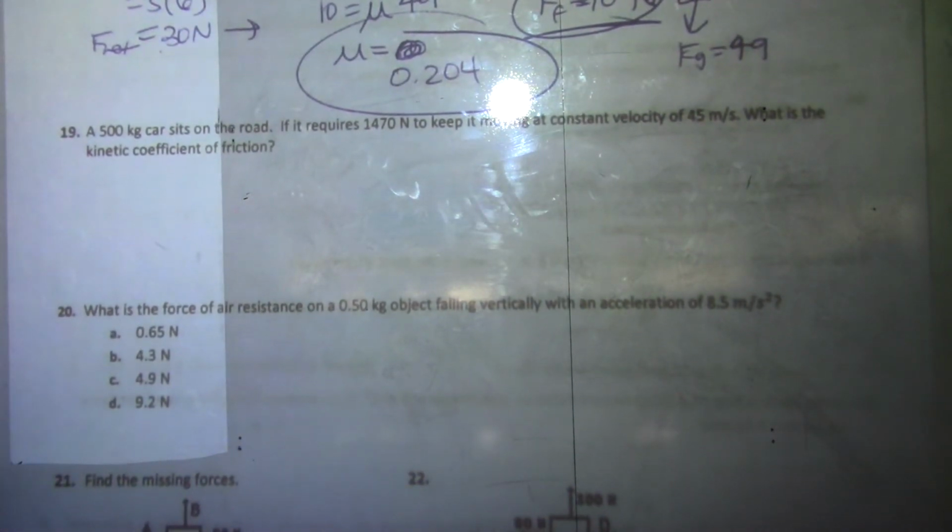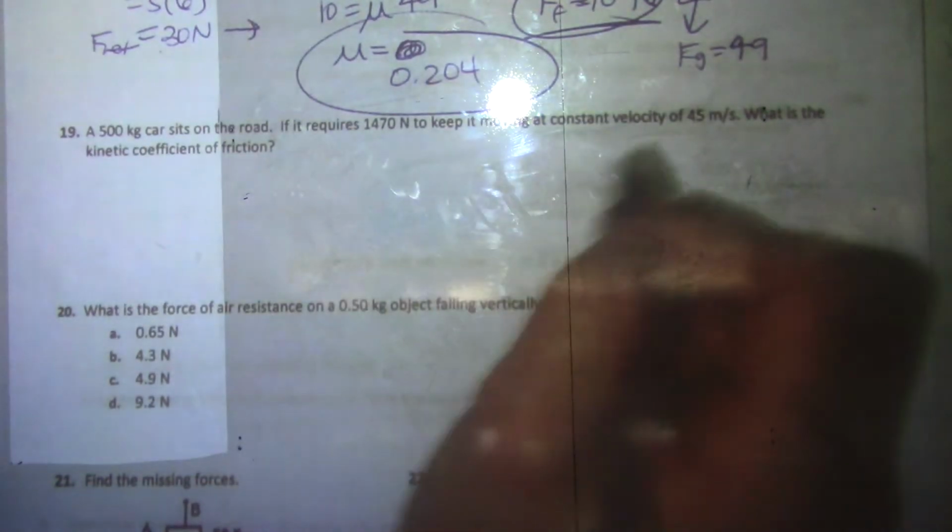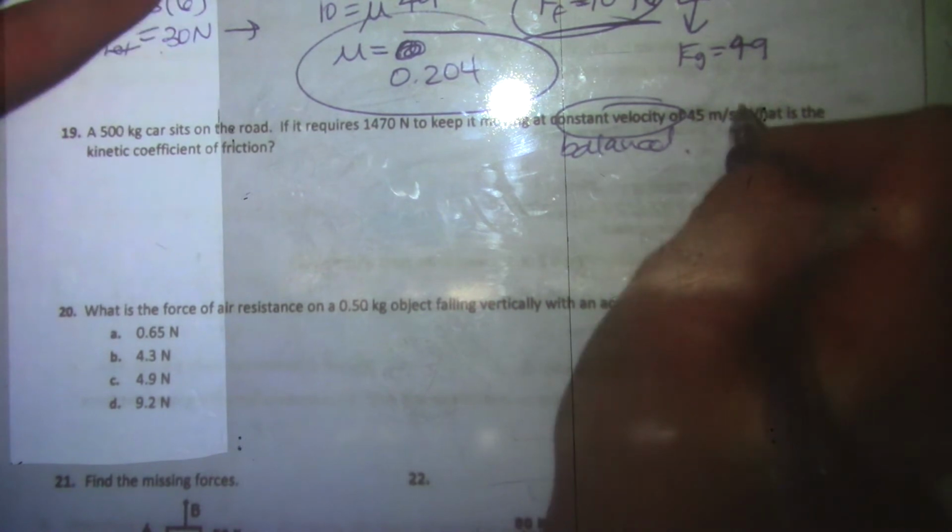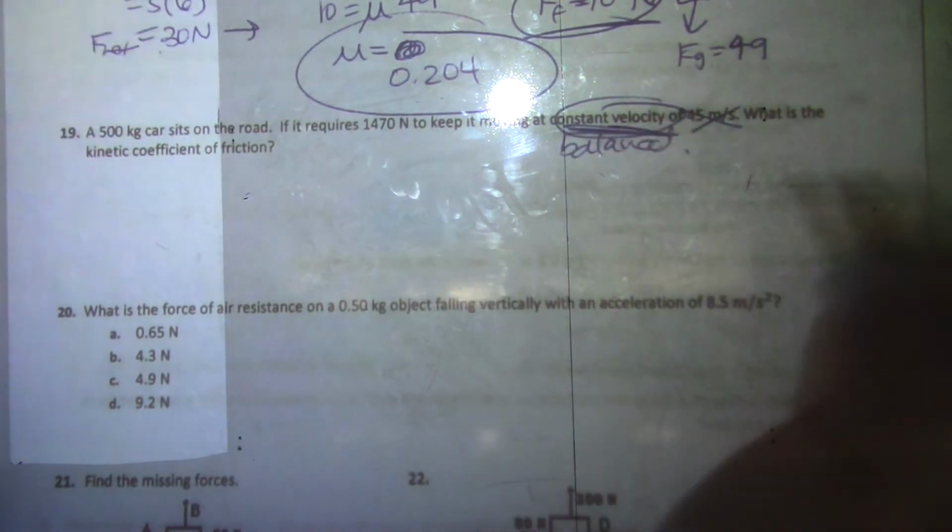A 500 kilogram car sits on the road. It requires this force to keep it moving at constant velocity. As soon as you see this, think balance. It doesn't matter what the constant velocity is, it's balanced forces. And I'm looking for the coefficient of friction. So I gave you mass.